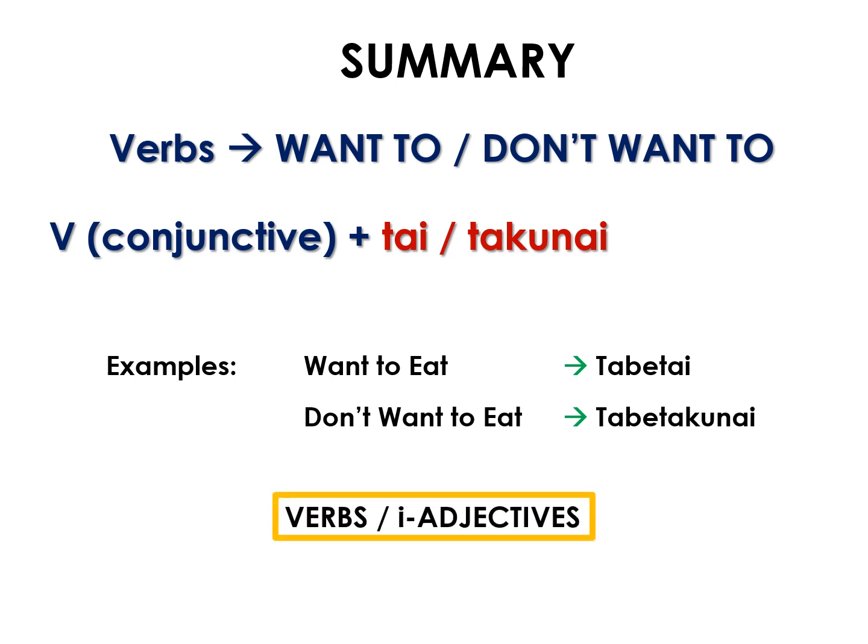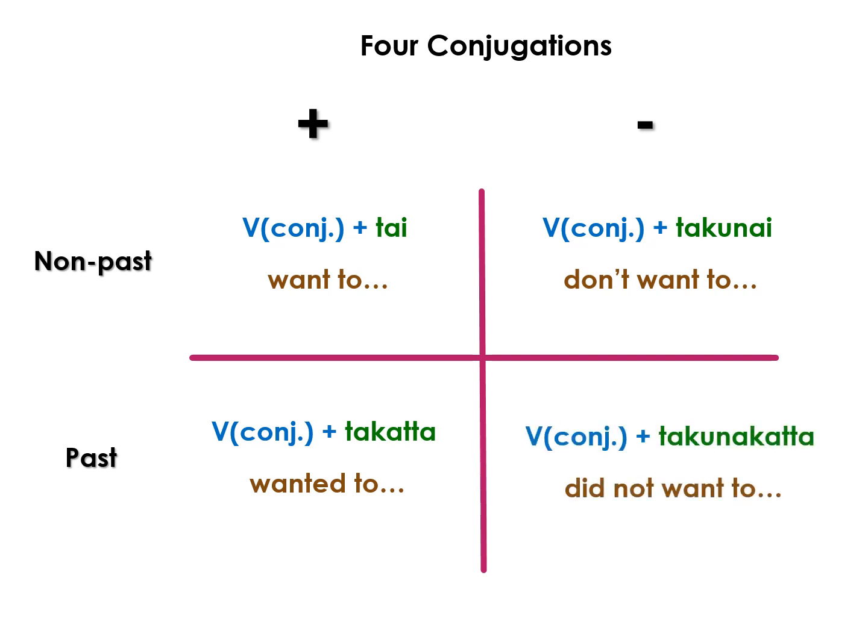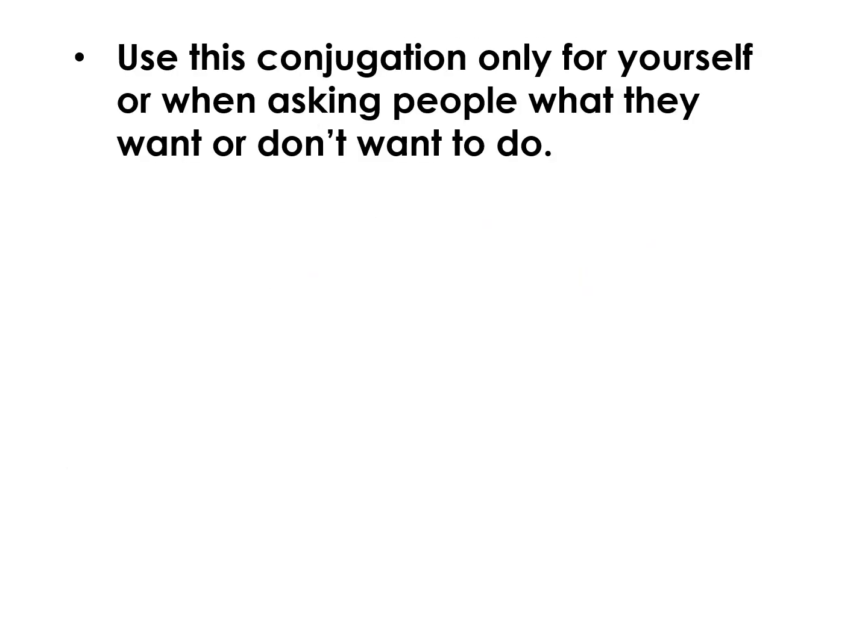These are now grammatically verbs and i-adjectives. As such, they can also be conjugated into their past tenses. Past tense of tai is takatta, which means wanted to do, and past tense of takunai is takunakatta, which means did not want to do. Use tai and takunai to express what you want and don't want to do. You can also use this form to ask other people what they want or don't want to do.